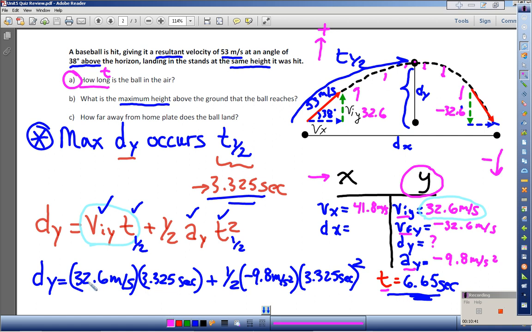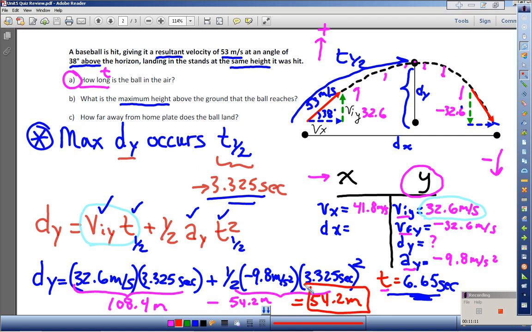Oh boy. Okay. If you take all of this, you should get that it is 108.4 meters. And if you take all of this, you should get that it is a negative 54.2 meters. And 108.4 meters minus 54.2 meters should give you the displacement in the vertical direction of 54.2 meters, coincidentally. So now I have solved for this value above the vertical.